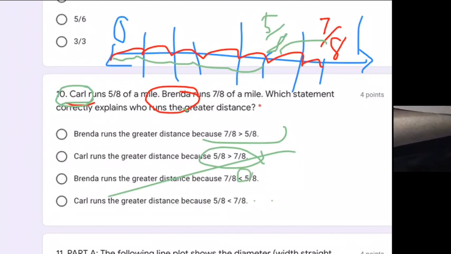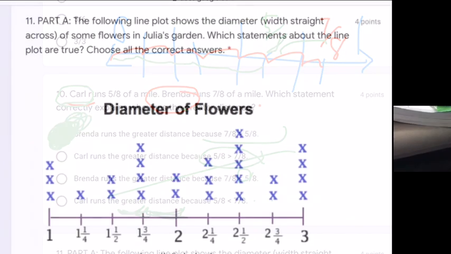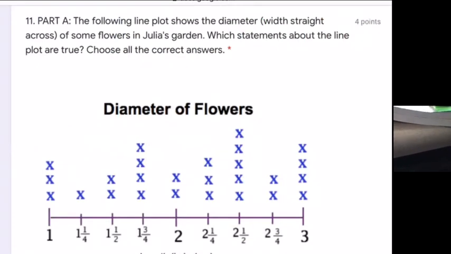Carl runs the greater distance because 5/8 is less than 7/8. 5/8 is less than 7/8, but Carl does not run the greater distance, so that's worded poorly. The correct answer is the very first one. You want to bubble it in all the way. Be thorough. Question number 11, part A.